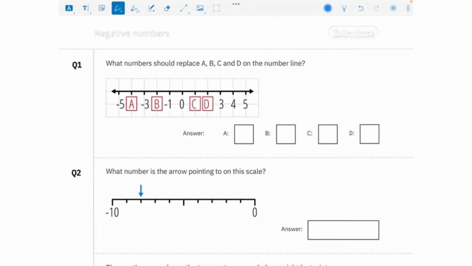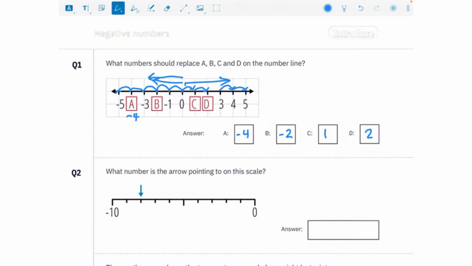Negative numbers, introduce. What numbers should replace A, B, C and D on the number line? So when we're thinking about negative numbers, it's all the numbers to the left of 0. So we've got a number line here, and it's going to go up in ones. We can see because it goes 3 to 4, 4 to 5, so we can see that it's going up in ones. So if I'm starting on 0, C would be 1 and D would be 2. Going the other way, we go -1, -2, -3, -4, -5. So A would be -4 and B would be -2.